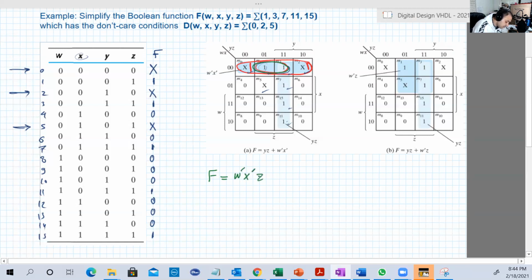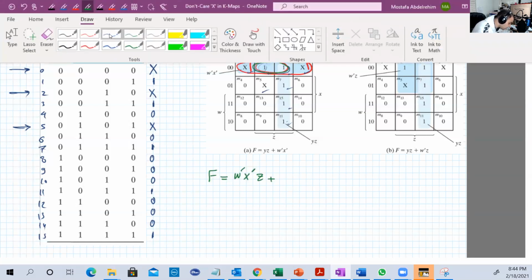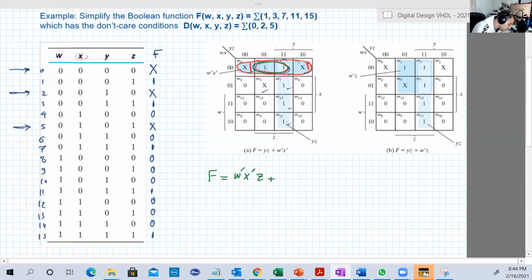And Z, because W is not changing, X is not changing, and Z also is not changing. Okay, then plus, then we have these 3 ones. So let's make them with another color, for example, blue. So you have here X is changing and W is changing as well. You have YZ. There's 1 here. So YZ.